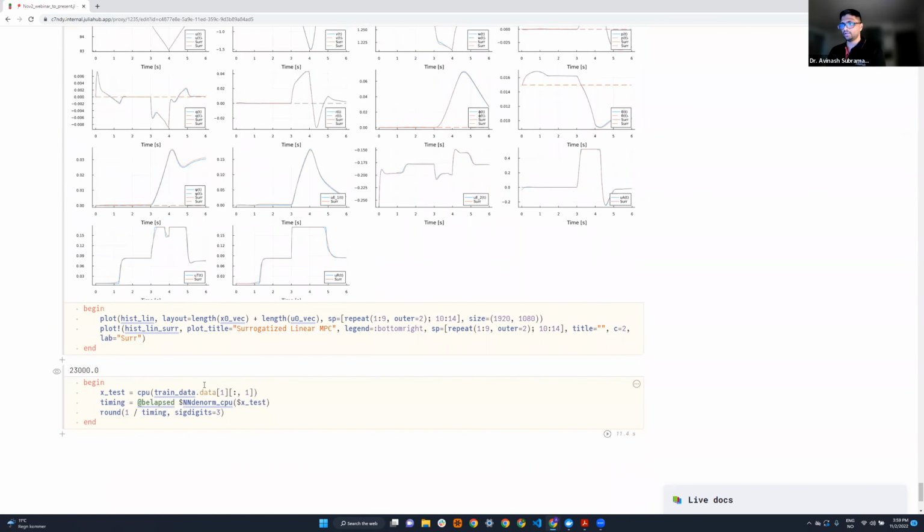Again, we can calculate the frequency at which we can run the surrogatized MPC. In this case, it's about 23,000 hertz, and this is a number we're working to increase even further to allow even higher frequency.